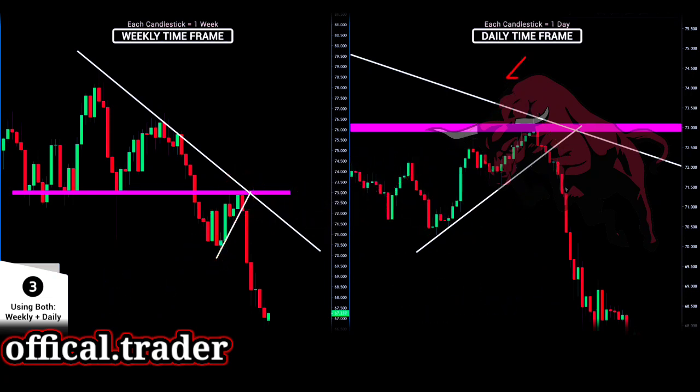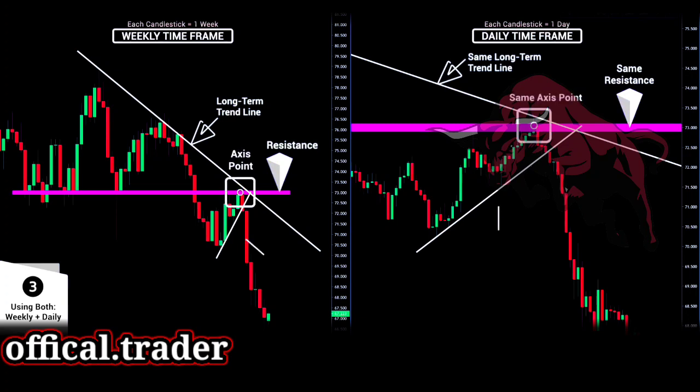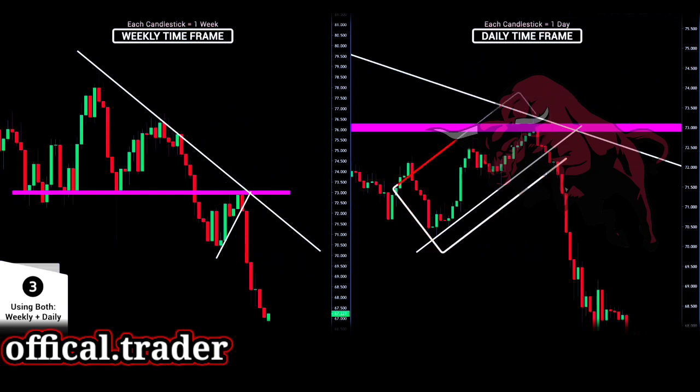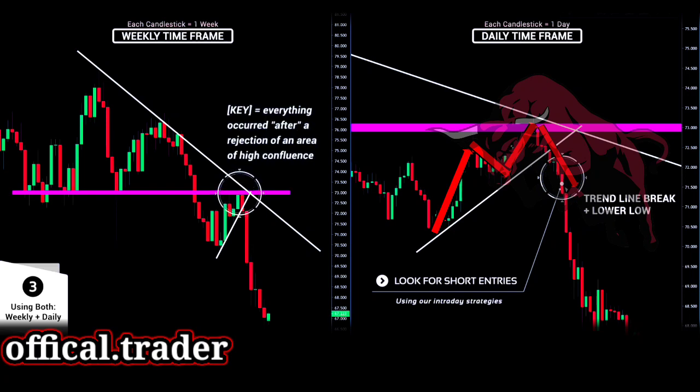Now, here in the daily time frame, this is your same trend line from the weekly, the same resistance level from the weekly, the same access point from the weekly, and the same uptrend and trend line from the weekly. So here is your moving uptrend, where you have a run, a pullback, a run, before you had your break of the trend line and a lower low, and you can start looking for trade entries short through a breakout or intraday entry. Again, the key here is that this all occurred after the rejection and bounce from an area of high confluence, or else you would have just had a trend line break, and that would be meaningless.